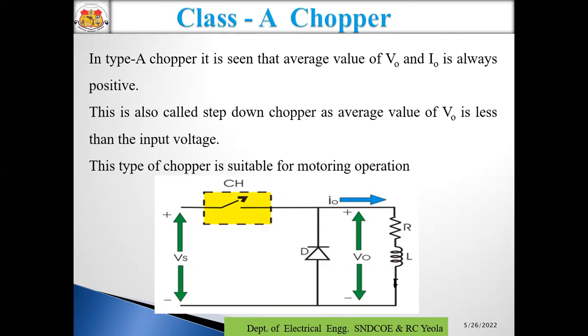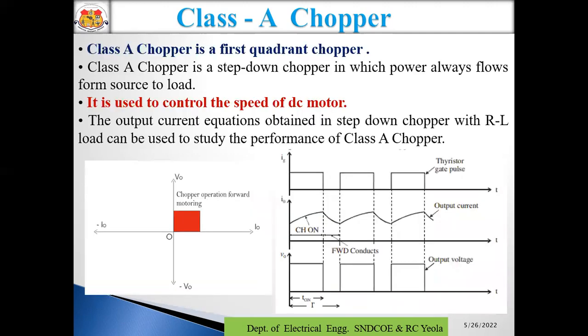Here you can see the circuit diagram for this class A chopper. Class A chopper is the first quadrant chopper. In this diagram you can see the quadrant operation of the chopper. This is the output voltage V0 and this is the current I0, and this side is negative. Class A chopper is a step down chopper in which power always flows from the source to the load. It is used to control the speed of a DC motor.